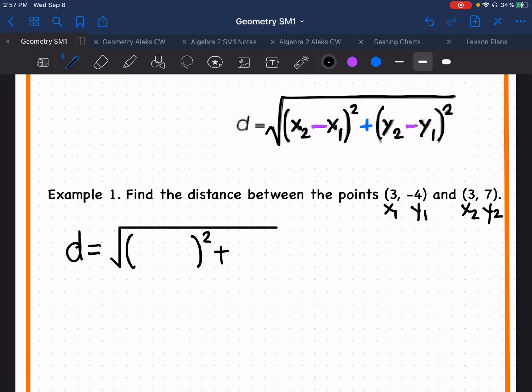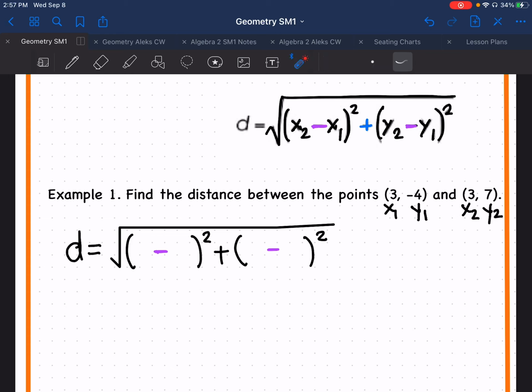So here's the first one for my x's. I'm going to remind myself to subtract. And here's for my y's. I'm going to remind myself to subtract, and I'm going to pull that square root all the way to the end.